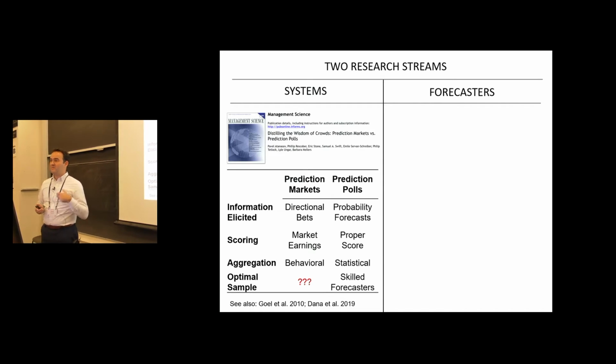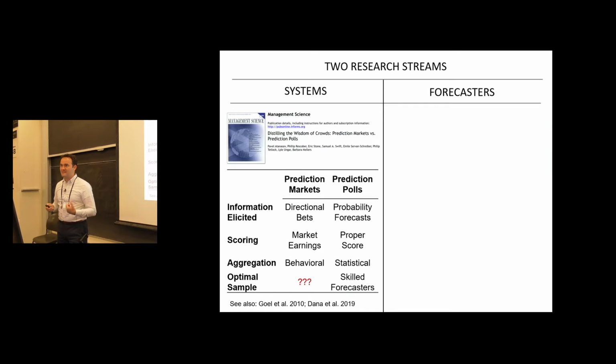The aggregation in markets is behavioral. It's through the market price. And in prediction polls, it's statistical. You take some kind of, let's say, extremized mean or some different kind of aggregate. And what we have found in prediction polls is that the optimal sample is not necessarily representative of the population. You want skilled forecasters. Maybe not so many. You don't necessarily need a large crowd, but you need a skilled crowd.